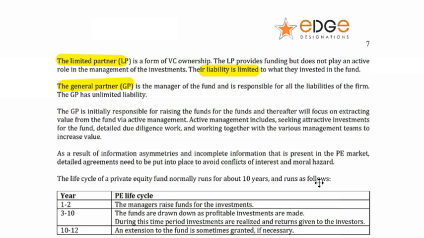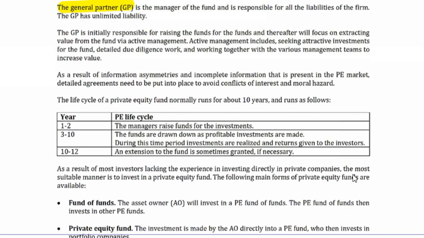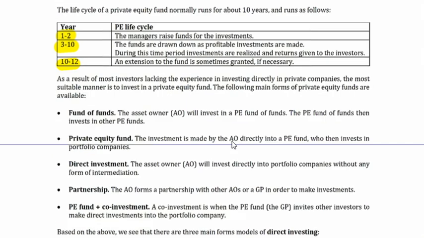Generally speaking, it doesn't have to be, but generally the life cycle of a fund will run for about 10 years. In the first 2 years, the managers are raising funds for the investments. In years 3 to 10, funds are drawn down and invested in profitable companies. Often during this time period, the companies are exited as well. There are times that there does need to be a little bit of an extension, another year or two probably at most.